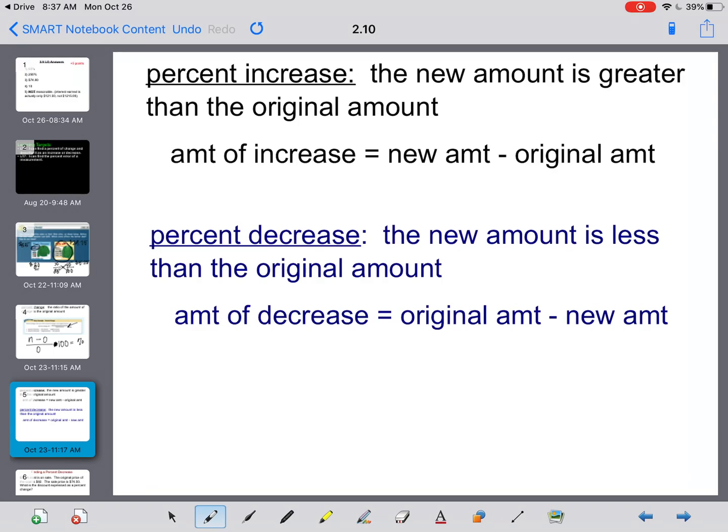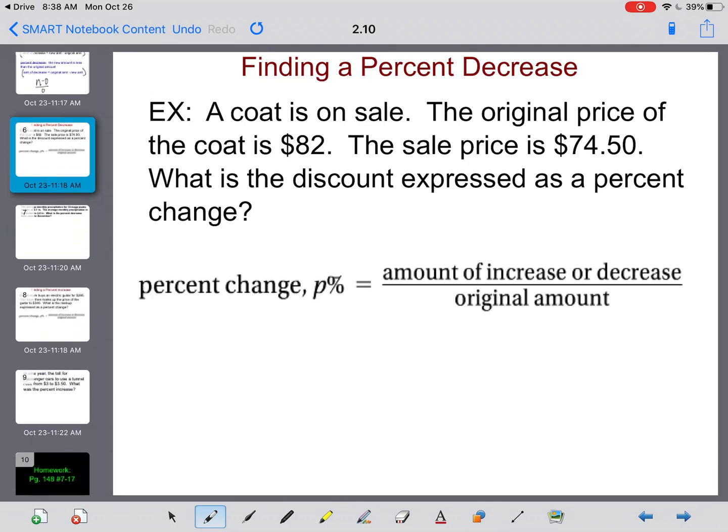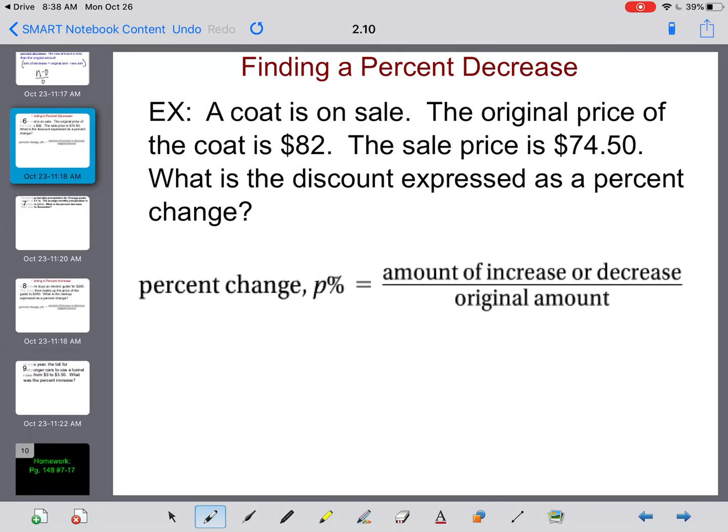Percent increase means that the new amount is greater than the original amount. So that means the price went up. And percent decrease means the new amount is less than the original amount, so it went down. Now you can change how you do the subtraction, but you don't have to necessarily. If it's a decrease and you stick with the new over O, you'll get a negative amount, and if it's an increase, you'll get a positive amount.